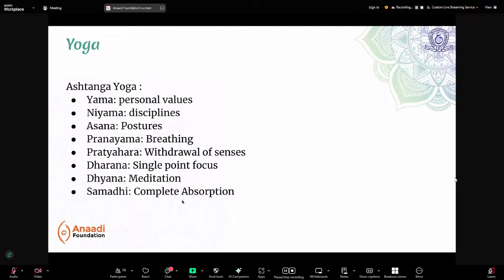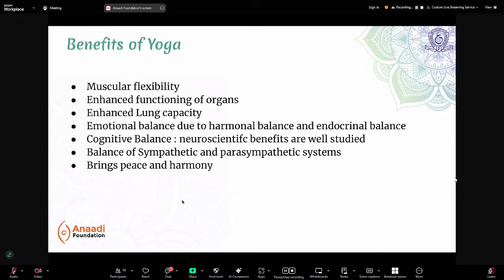These are the 8 dimensions of yoga. Okay, what are the benefits of yoga? It provides muscular flexibility, enhanced function of the organs, and enhances lung capacity. It restores emotional balance and brings in cognitive balance. A lot of neuroscientific benefits of yoga have been very well studied. It balances the sympathetic and parasympathetic system, and it brings peace and harmony.